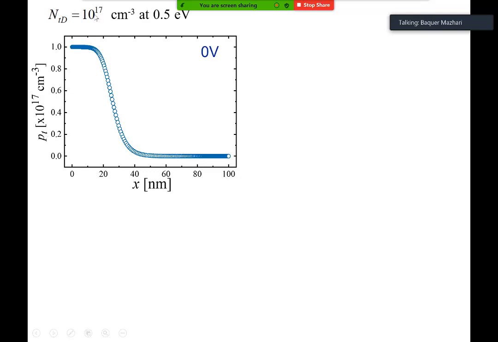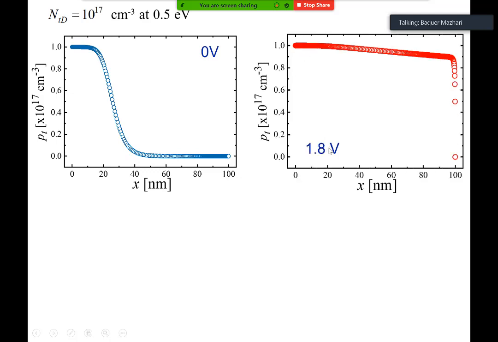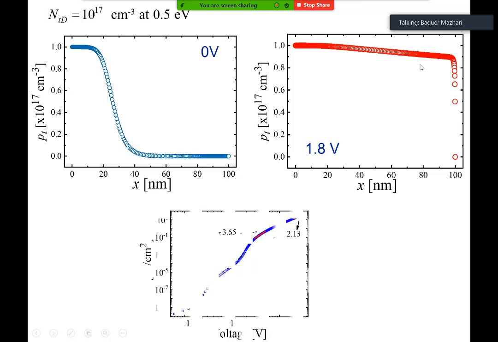So the number of traps that I've added is 10 to the power 17. And if I look at equilibrium, I find that most of the trapped hole density in the device is small, and most of the traps are empty. On the other hand, if I look at 1.8 volt only, I find that almost all the traps are filled. This is the trapped hole density. And the trapped hole density is almost equal to 10 to the power 17, the total number of traps that were put in.